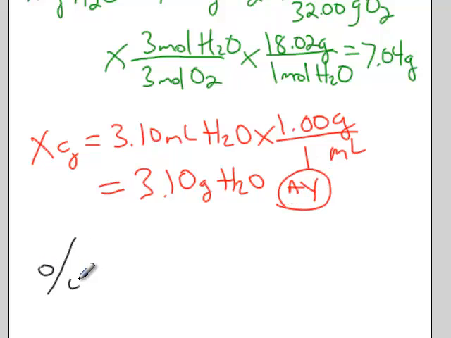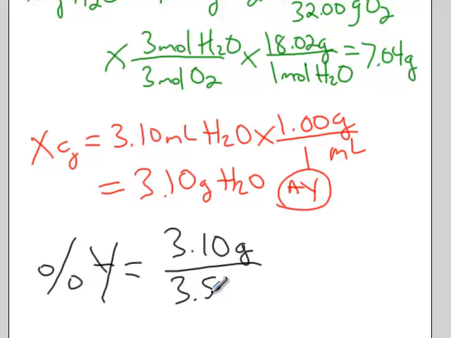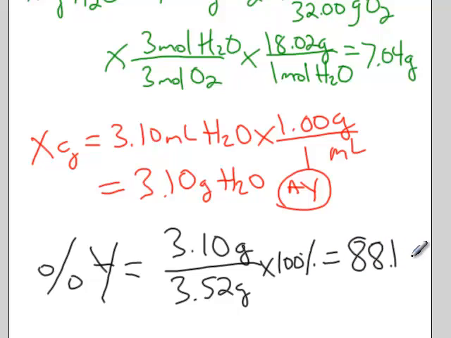So to find the percent yield, we put the actual on the top, divide that by the theoretical, which is 3.52, multiply by 100, and we get 88.1% yield.